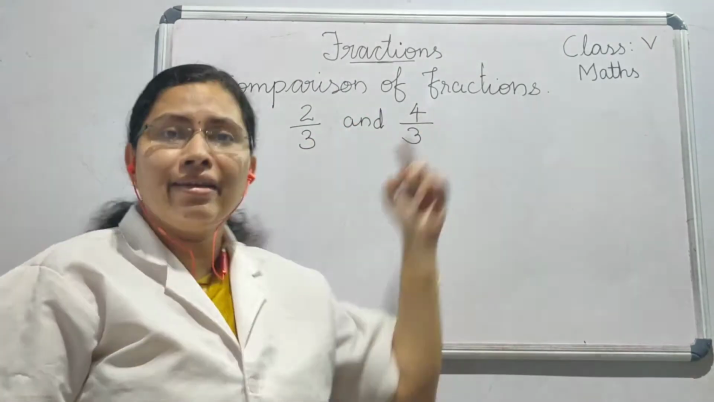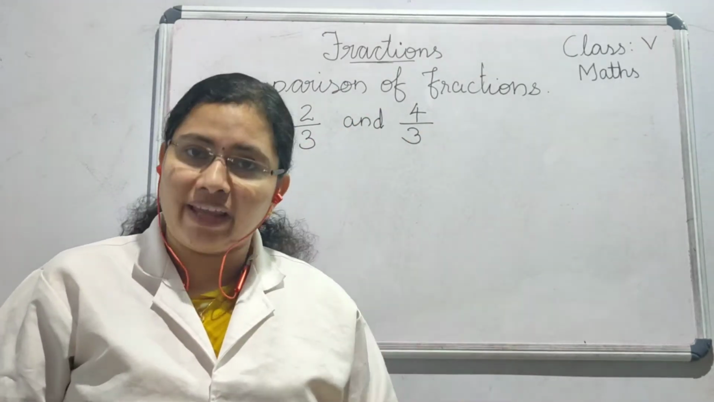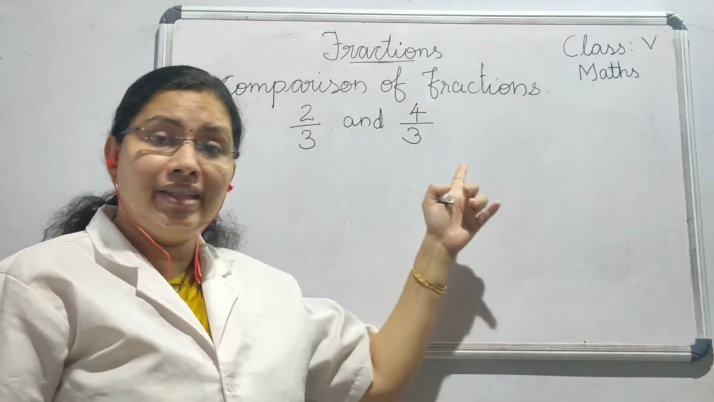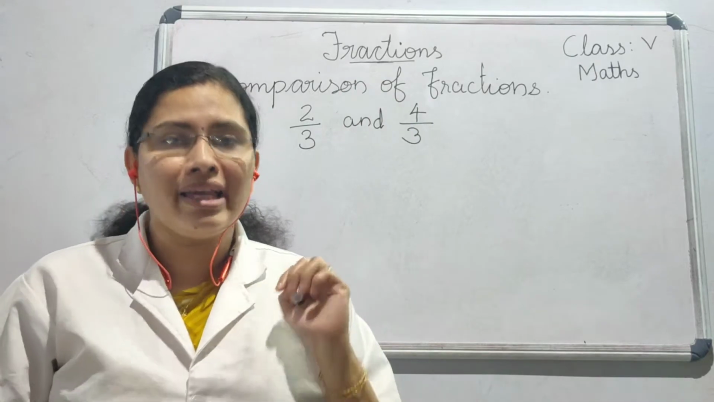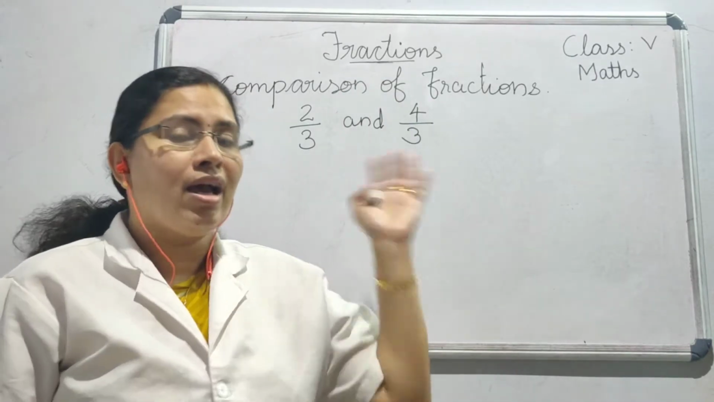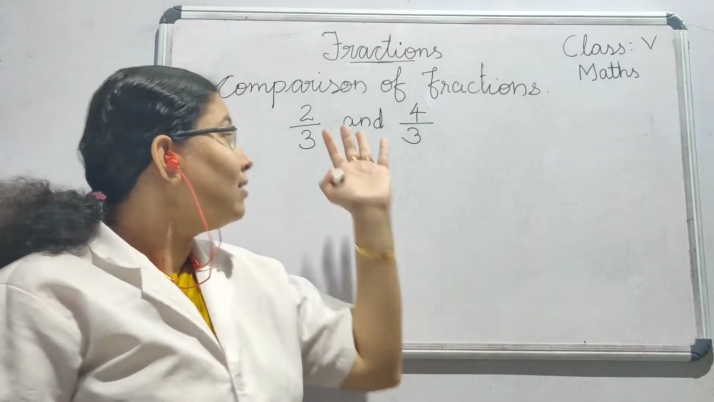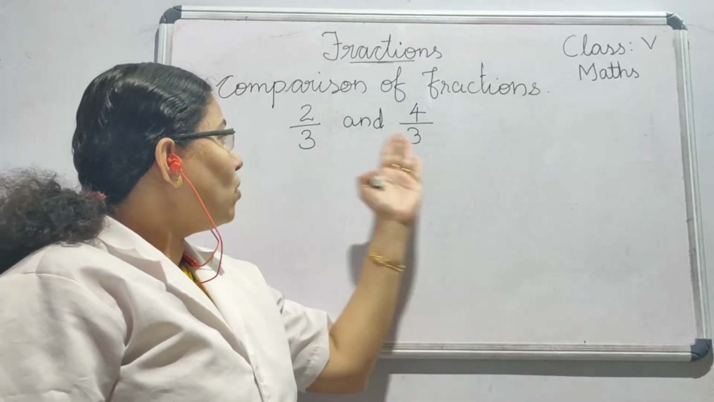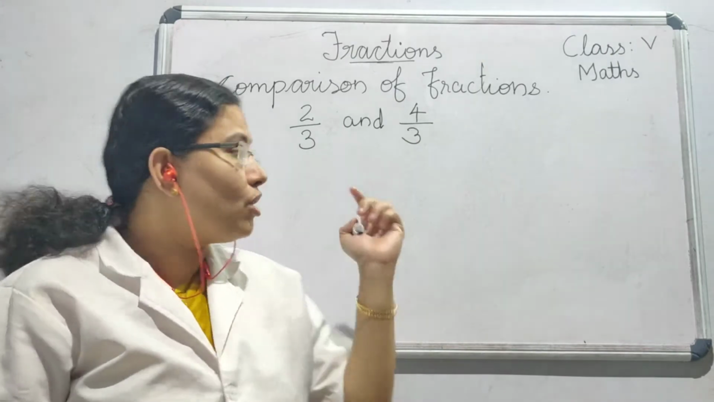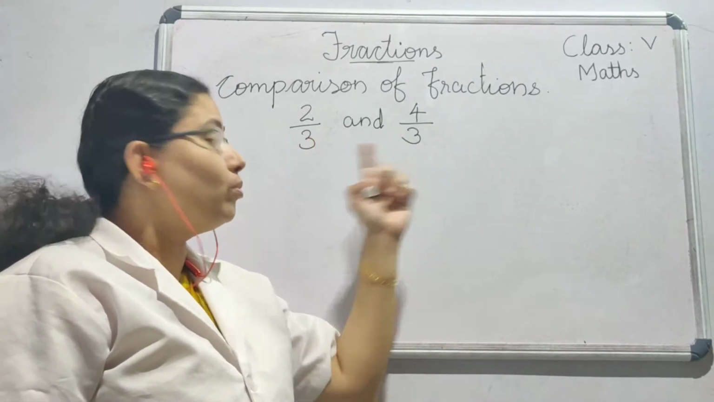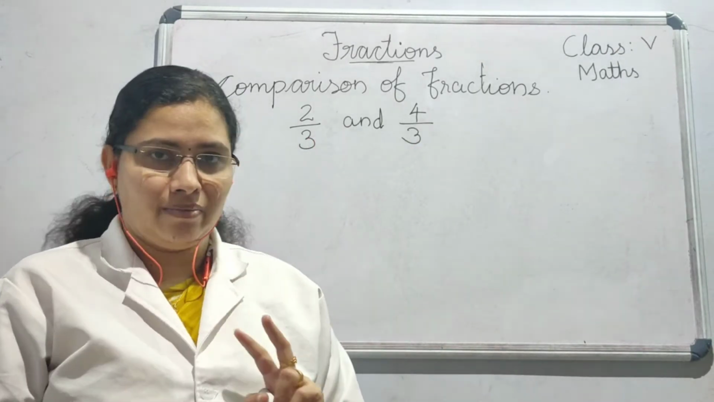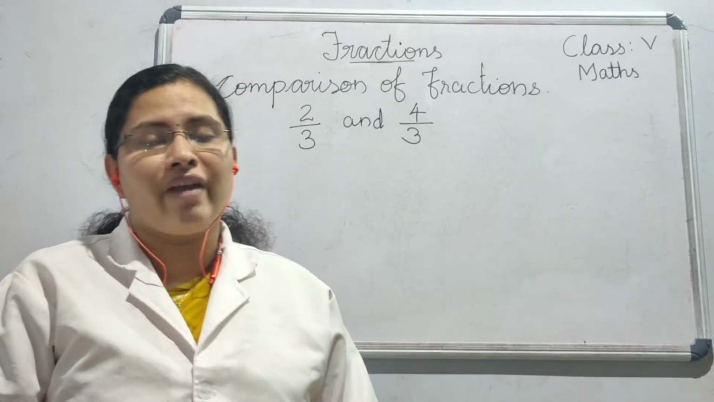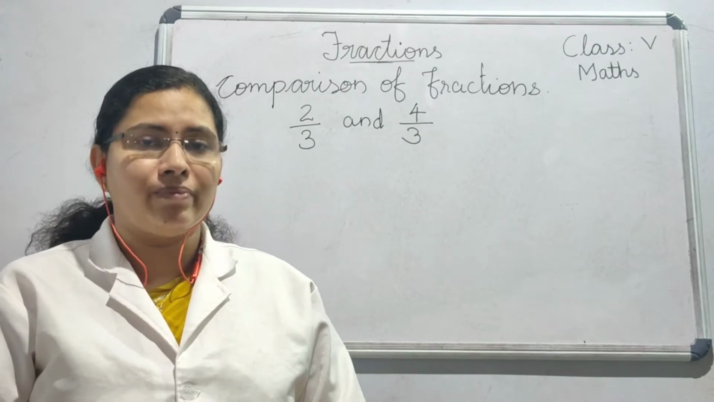2 by 3 and 4 by 3. Which one is greater? Can you say? Here, these two are like fractions, is it? As we have learned earlier, these two are like fractions because the denominators are the same. What is the denominator here? The denominator for both the fractions is 3. So if it is in the form of like fractions, it is very easy to compare.